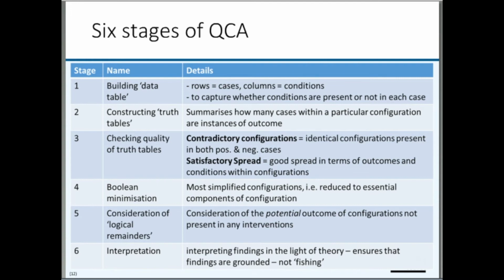The fourth stage is Boolean minimisation. Essentially what we're trying to do at this stage is look for the most simplified configurations. We use Boolean logic to reduce our configurations to the essential components. And again, we'll take you through an example of that. The fifth stage is consideration of logical remainders, which simply means you hypothesize what you think would happen in configurations for which you have no cases or no evidence to test that configuration.